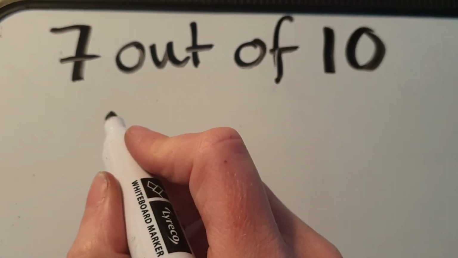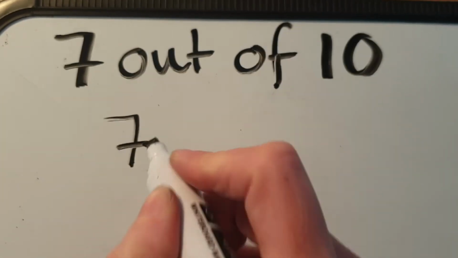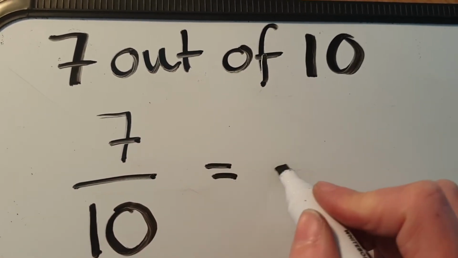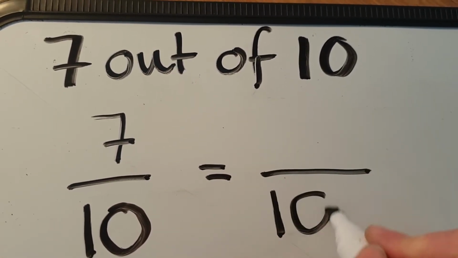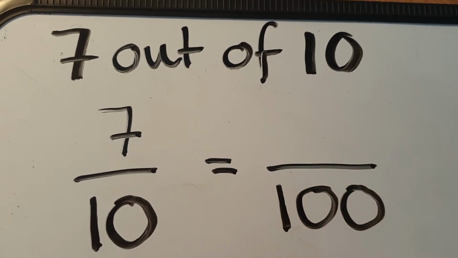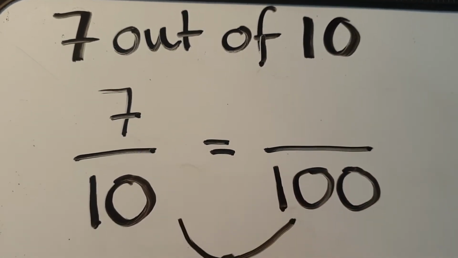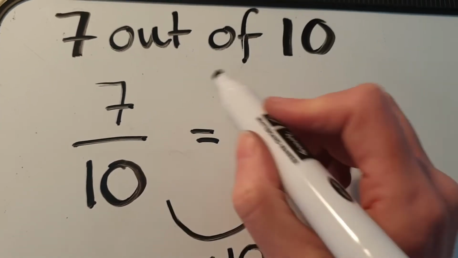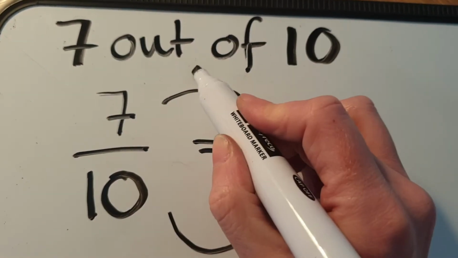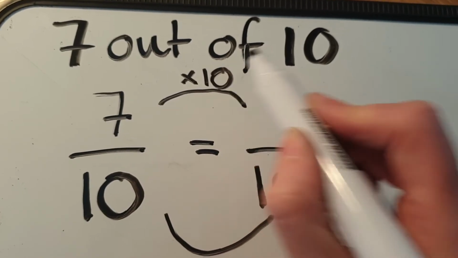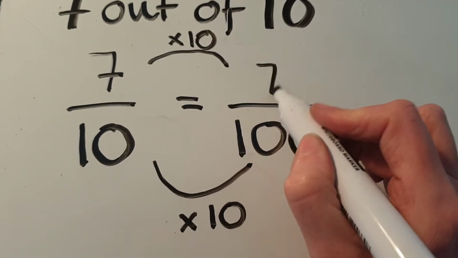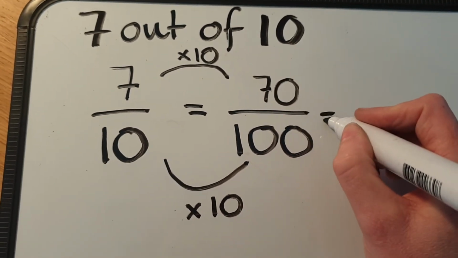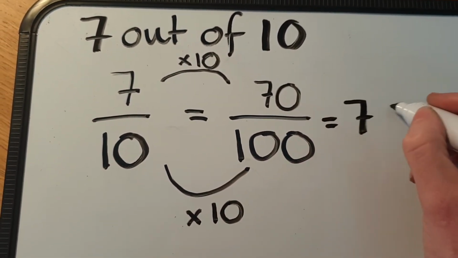Okay, here's another example. So 7 out of 10, you would just write it as 7/10. And then you would make an equivalent fraction with 100 on the bottom. So how do you get from 10 to 100? Multiply by 10. So we'll have to do the same with the 7. 7 times 10 is 70. So the answer would be 70%.